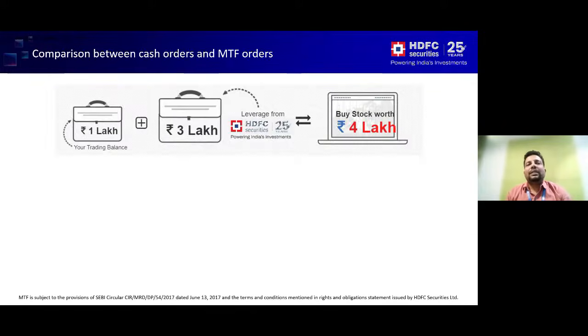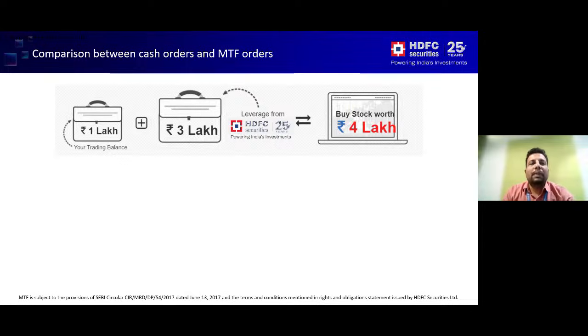Comparison of cash order and MTF order. I am going to explain what happens when you buy a trade only on your investment versus when you use the MTF facility, what the differences are, how you are going to earn profit or loss, and what leverage power you will be using in MTF.